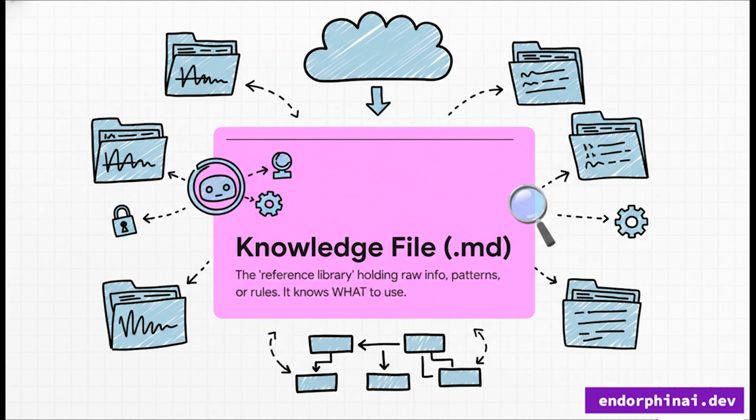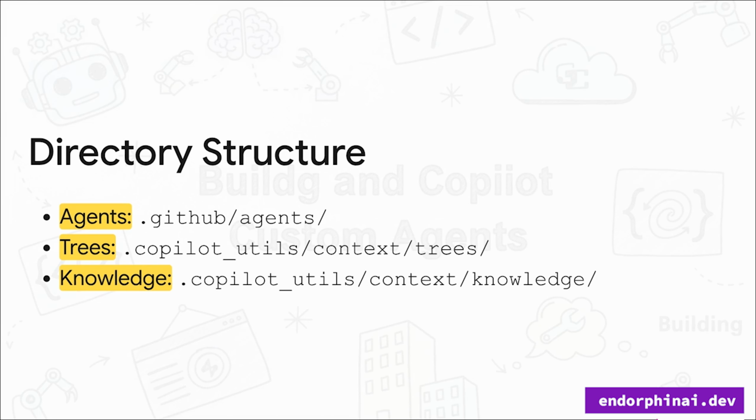And last but not least, the knowledge file. This is your reference library. So instead of stuffing your agent's prompts with huge blocks of text or code examples or config data, which would be a total nightmare, you just store all of that raw info in separate knowledge files. Then you just reference it when you need it. So much cleaner. And look at this. You can see this separation in practice right here in the directory structure.